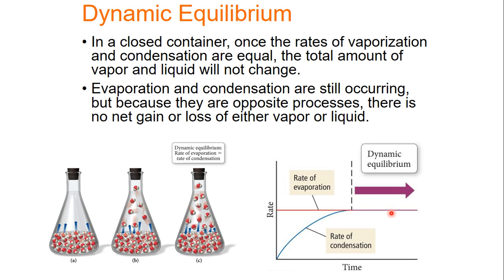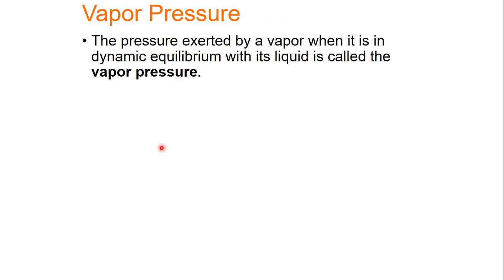And note, at equilibrium, you still have liquid forming vapor. You still have vapor forming liquid. So you still have the reaction going. They're just going at the same exact rate. Now, if we're in a closed container, the pressure exerted by the vapor is what we call vapor pressure.